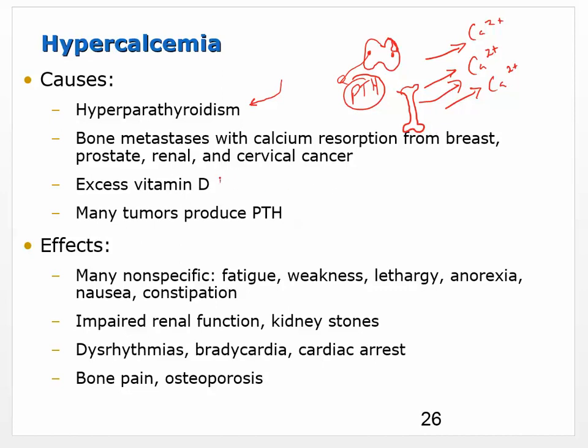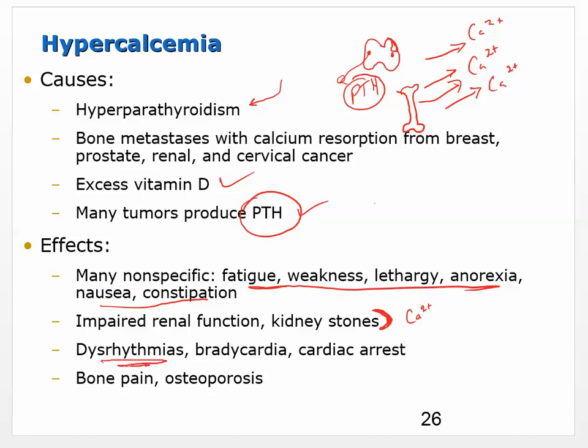Excess vitamin D can cause it. Many tumors will produce parathyroid hormone. Neoplastic disorders, things like that, can cause it. There are tumors that can produce parathyroid hormone. So the effects are non-specific: fatigue, weakness, lethargy, anorexia, nausea, constipation, impaired renal function, kidney stones. Renal calculi can happen because a lot of these stones are calcium containing.